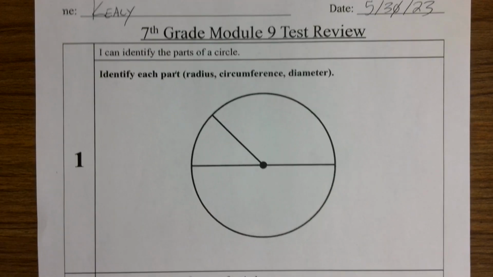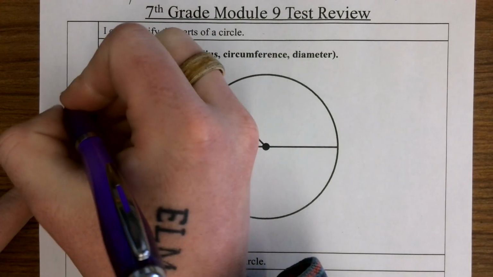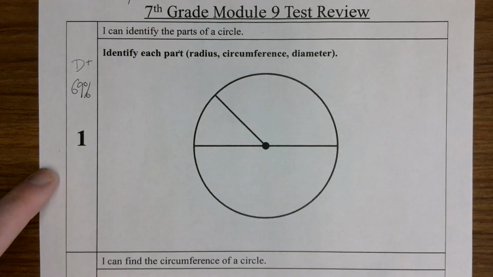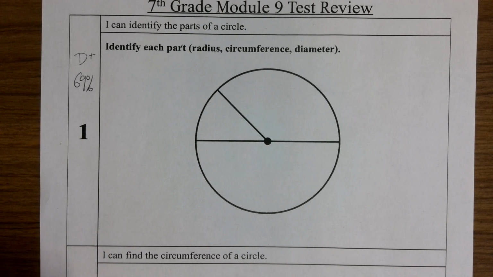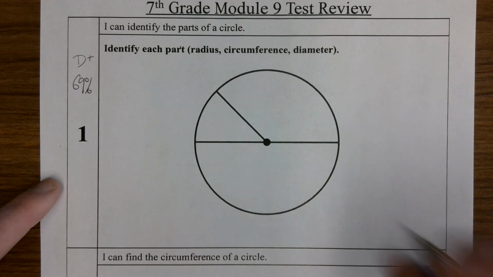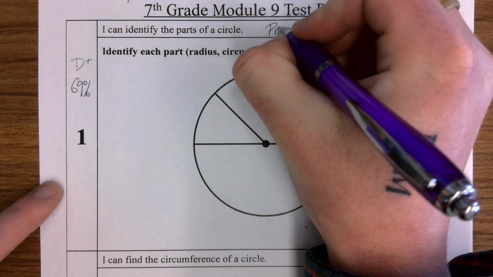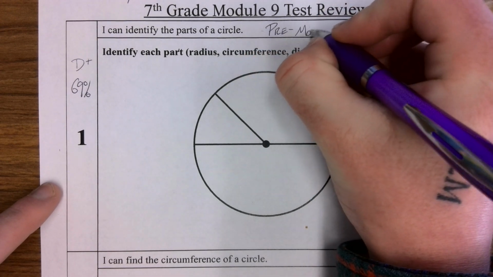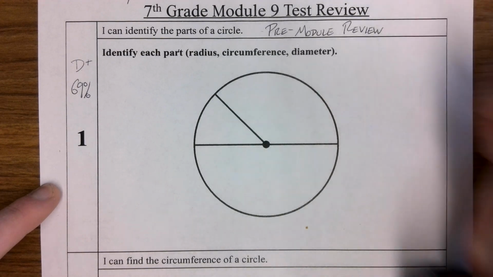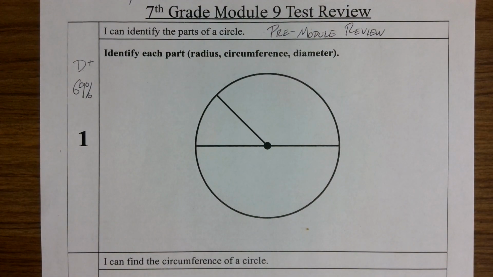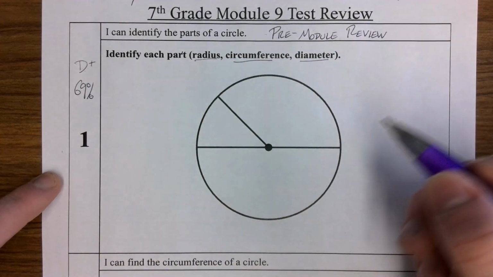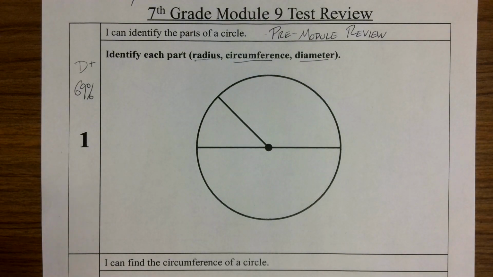All right, so level 1. Remember, this is a 69%, that is a D+, it's almost a C-. I can identify parts of a circle, and this is from the pre-module review. If you need to double check, there's 3 things you're going to label here. You're going to label the radius, circumference, and diameter. You'll want to look at your notes for that.